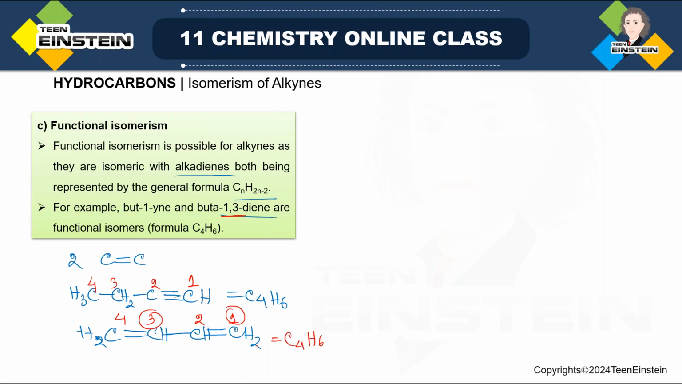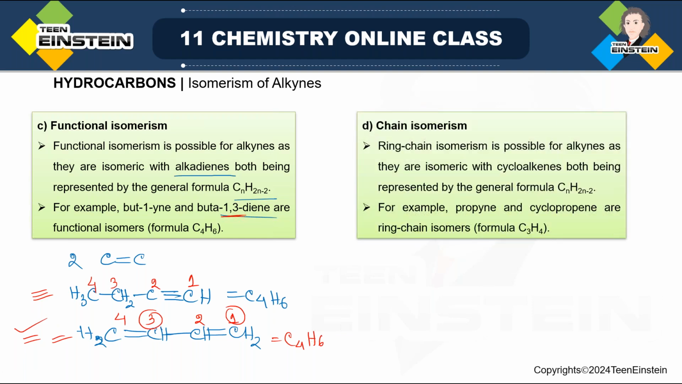So these two are related to each other by functional isomerism, because the functional group is different. Here we have 1 triple bond and in this case we have 2 double bonds. So these two have different types of functionality, right? Then, sorry, this is not chain isomerism. This is by mistake, it is written. Ring chain isomerism. That means one structure will be a ring and the other an open structure.